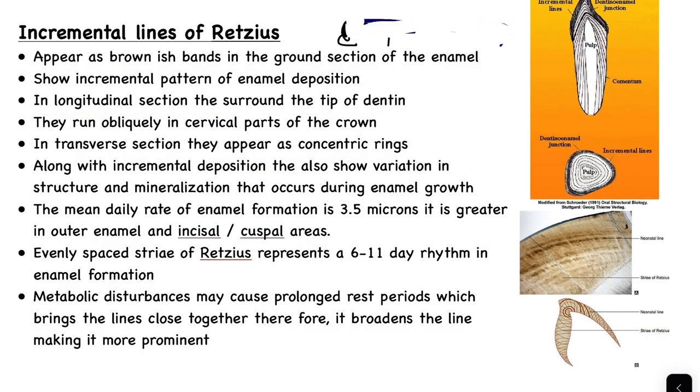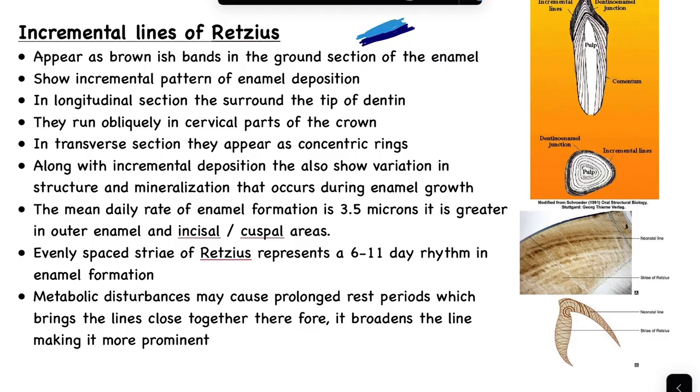So what are the incremental lines of Retzius? They represent an incremental pattern of enamel deposition. They appear as brownish bands in the ground section, and they show incremental pattern of enamel deposition. What does an incremental pattern mean? The enamel will be deposited: there will be one active period, then a period of rest, and then another active period. Let's just say this dark blue line represents a very active period of enamel deposition, and then I have this light blue line.